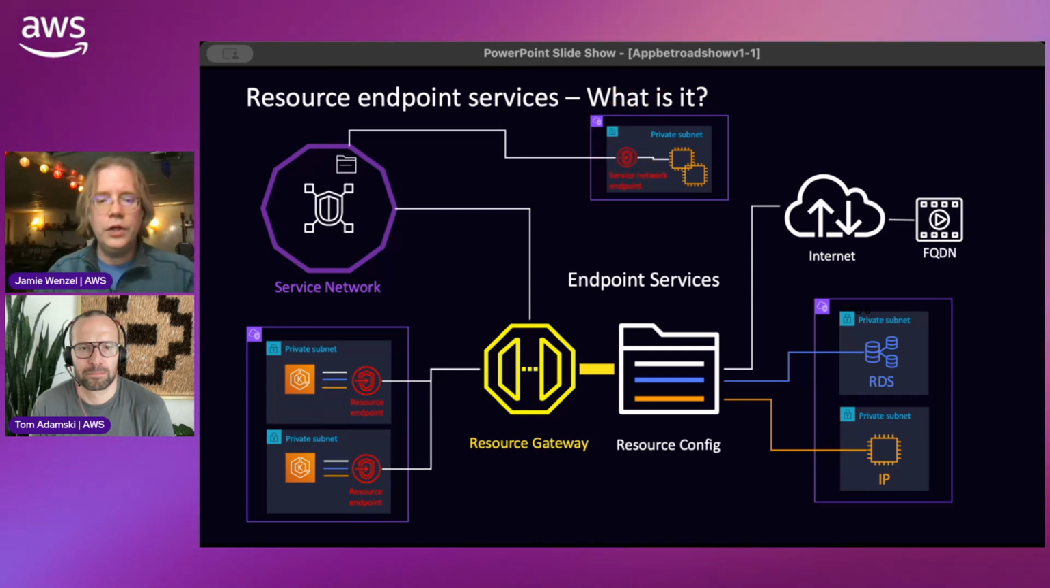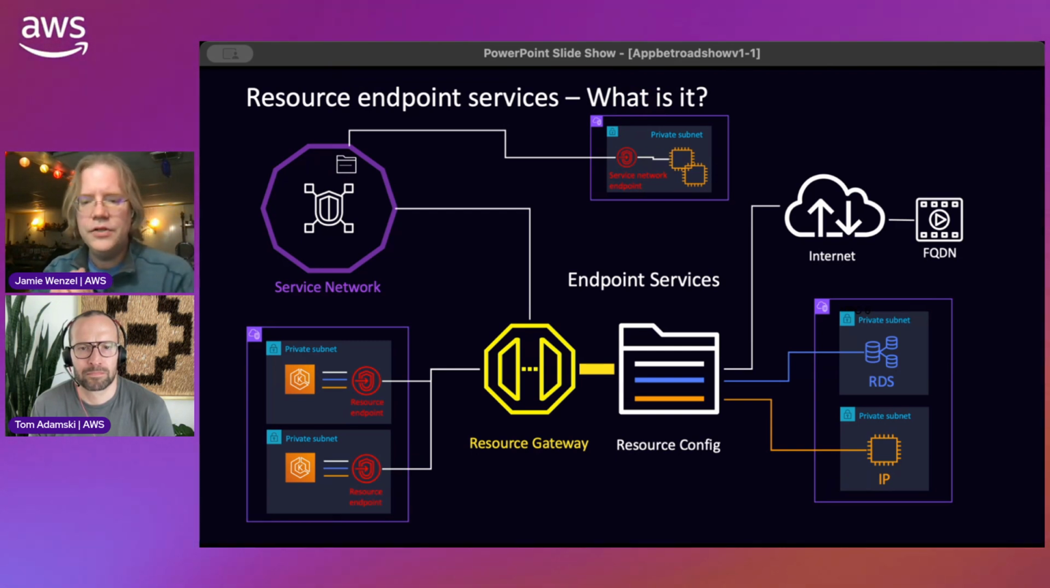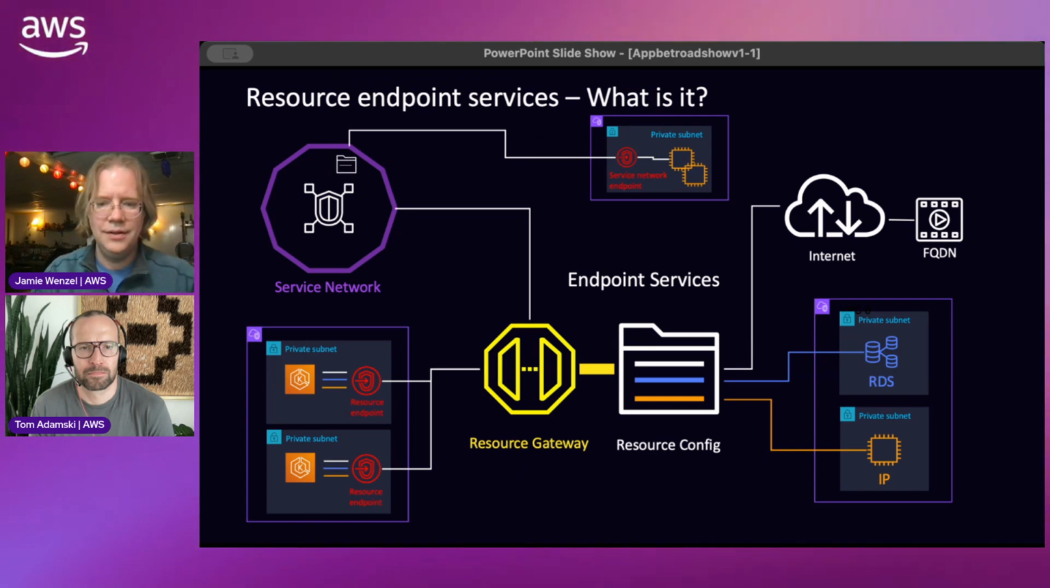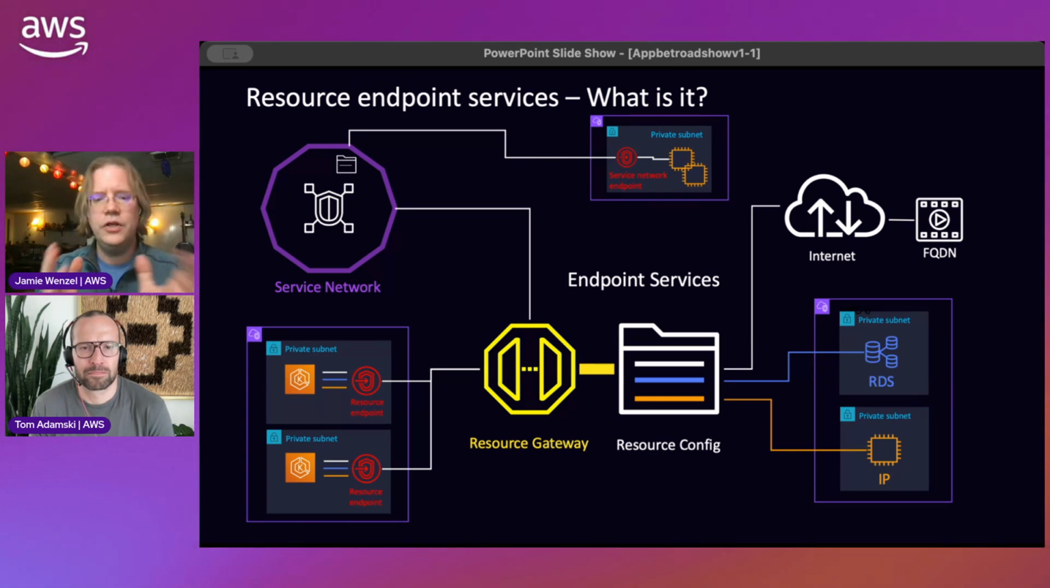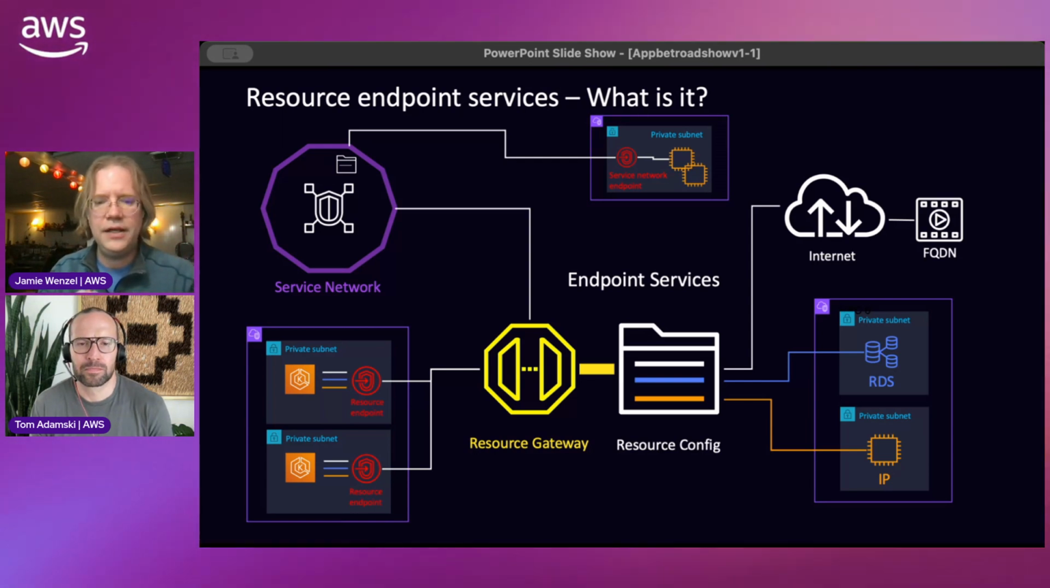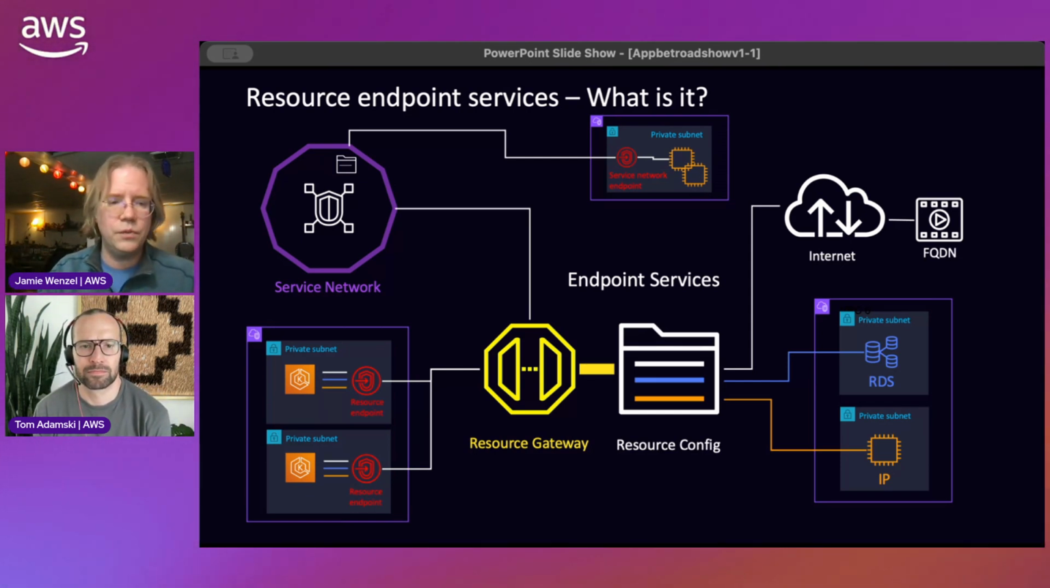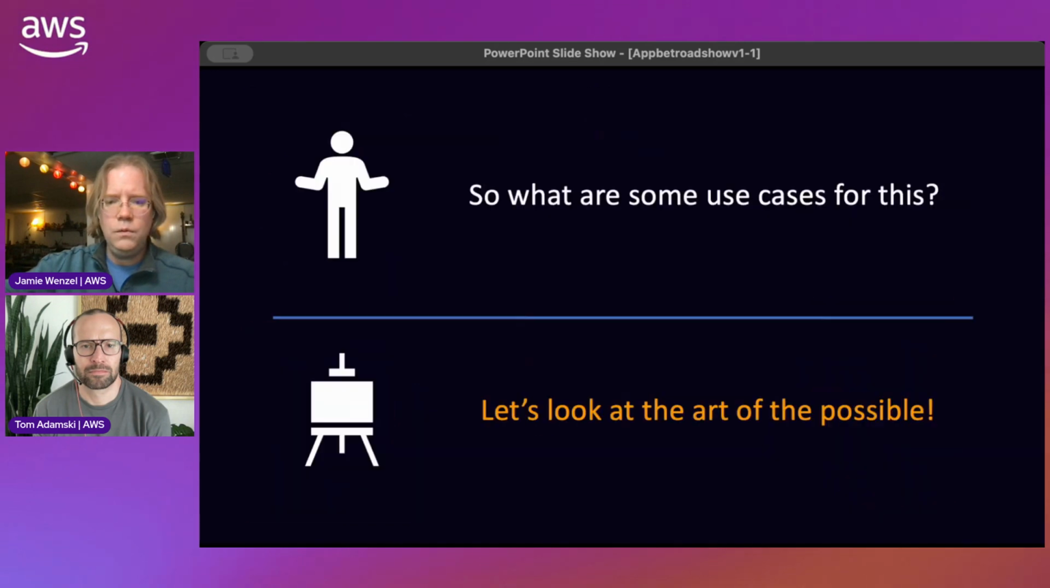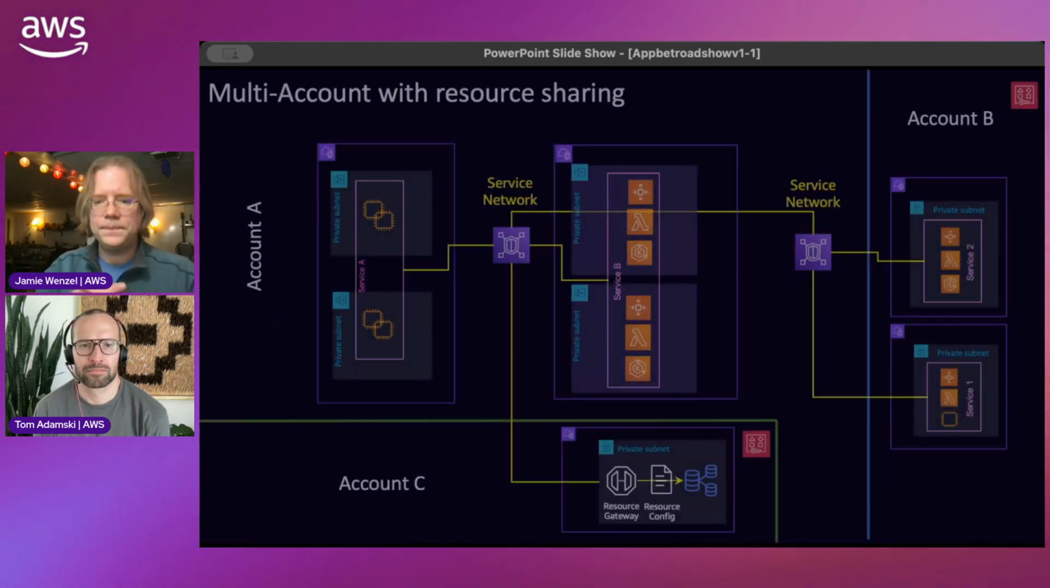And then the last thing that you can also do is you can put a resource config into your service network and then have that as a service network endpoint in a VPC as well. So then you can gain access. And we do that in a very similar way. You'll describe what services are part of that config, and then you'll go ahead and share that out and allow that connectivity to come in. So that's pretty much how the endpoint services work in a nutshell. So now let's look at some use cases and see where we can go.